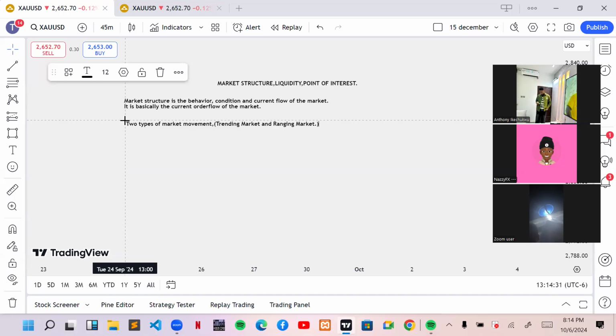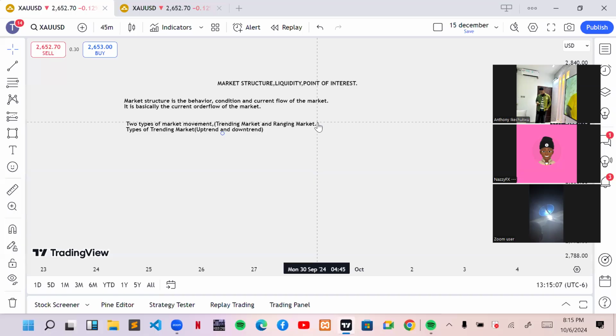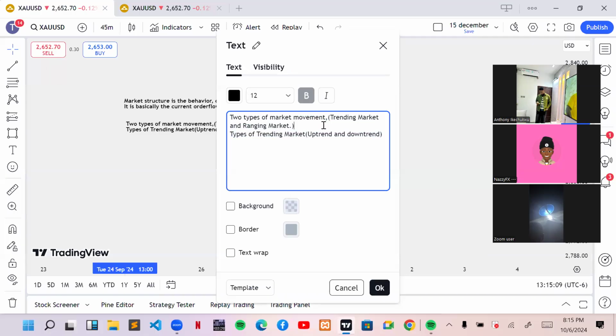So market structure is the behavior, the condition, and the current flow of the market. It's basically the current order flow of the market. And there are 2 types of market movements: a trending market and a ranging market. The types of trending markets are the uptrend and then the downtrend.